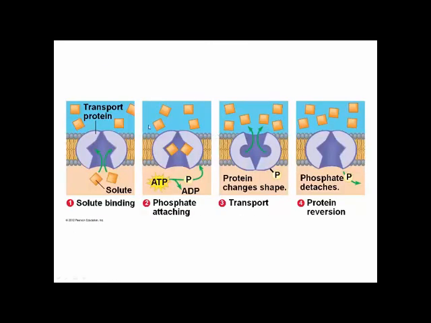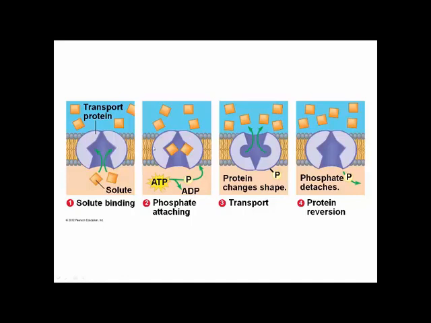So, we're going to look at a specific type of transport protein that moves solute from an area where it's in low concentration to an area where it's in greater concentration. ATP is going to be used to force that to happen. ATP will donate a phosphate group to this molecule, and when the phosphate group attaches, it actually changes the protein's shape.